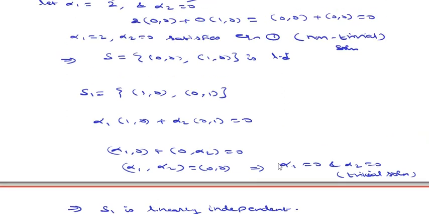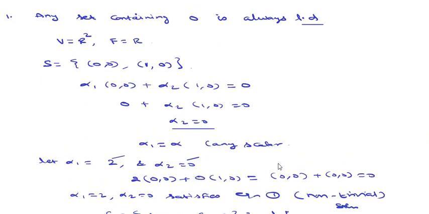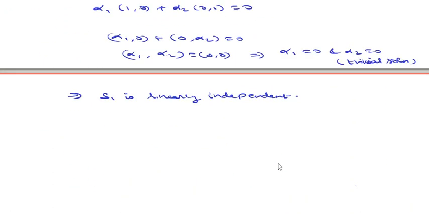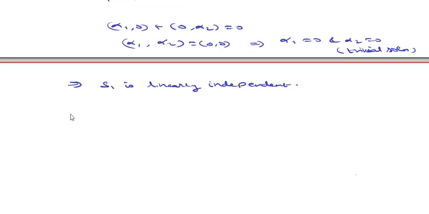So this is the first property: any set containing 0 is always linearly dependent. There is no need to check. If the set contains 0, then we can say that the set is linearly dependent straight away. Second property, the empty set is linearly independent.